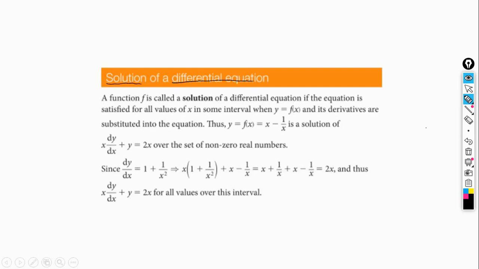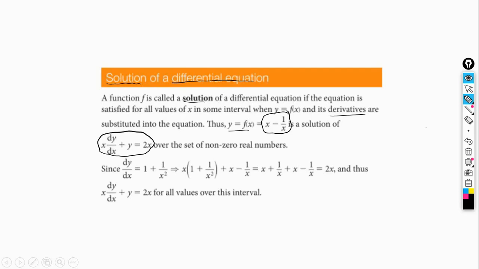A function f is called a solution of a differential equation if the equation is satisfied for all values of x in some interval when y equals f of x and its derivatives are substituted into the equation. Thus, y equals f of x is equal to x minus 1 over x is a solution of x times derivative of y plus y is equal to 2x over the set of non-zero real numbers.